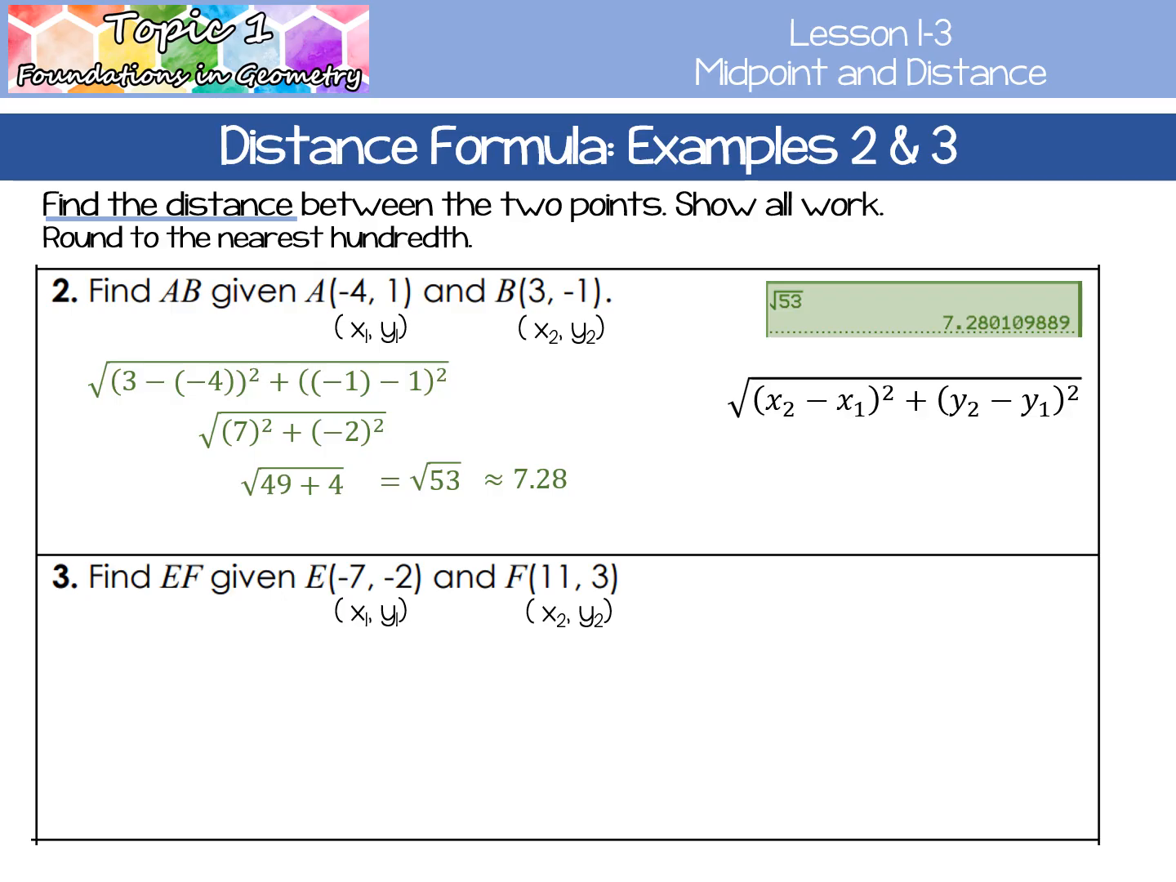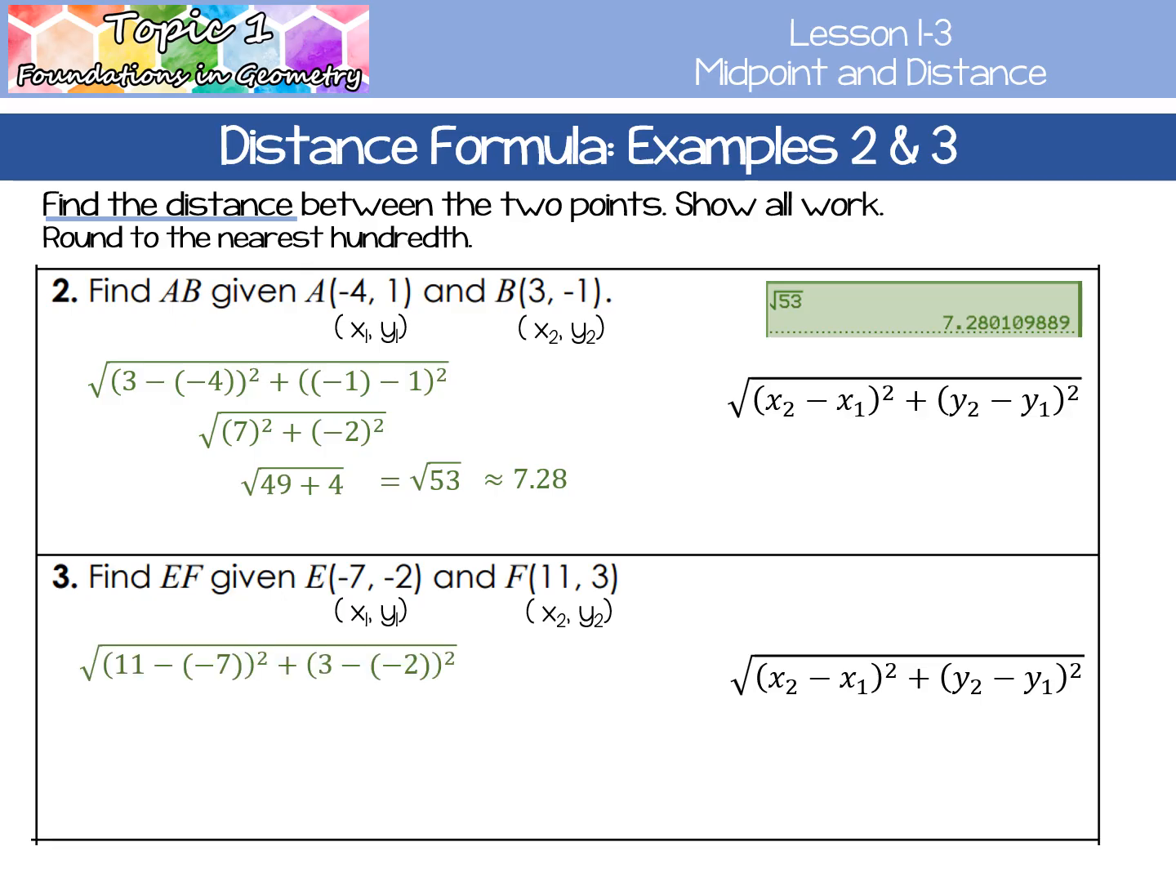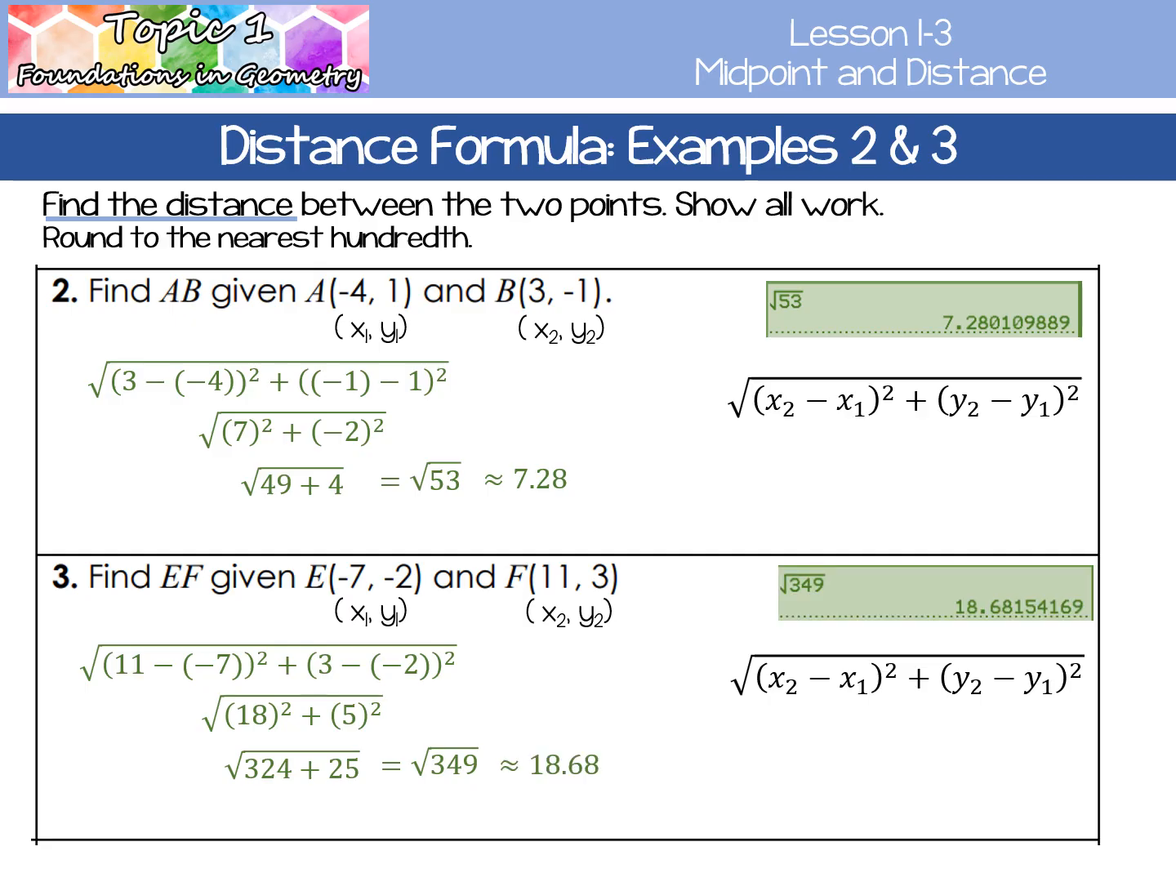Next problem, find the length of segment EF. I give you the 2 points. I threw in the little formula again and denoted which ones were going to be my first point and my second point. But once again, it doesn't matter. 11 minus -7, we have that whole thing, we're going to square it, plus 3 minus -2, square it, and we're going to do the square root of that whole thing. I simplified that. Got the square root of 349, put it in the calculator. It's about 18.68.